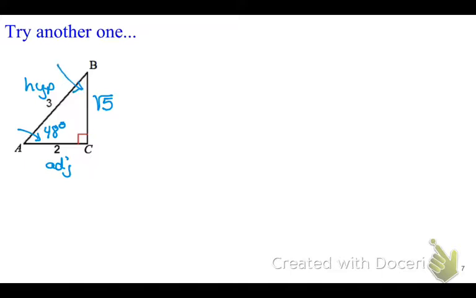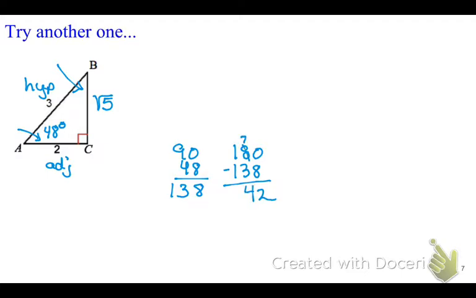So again, we know that if we add together our 90-degree angle and our 48-degree angle, we end up with 138. We subtract that from 180. 10 take away 8 equals 2. 7 take away 3 is 4. And this angle is equal to 42 degrees. So we got everything. We can do our table.